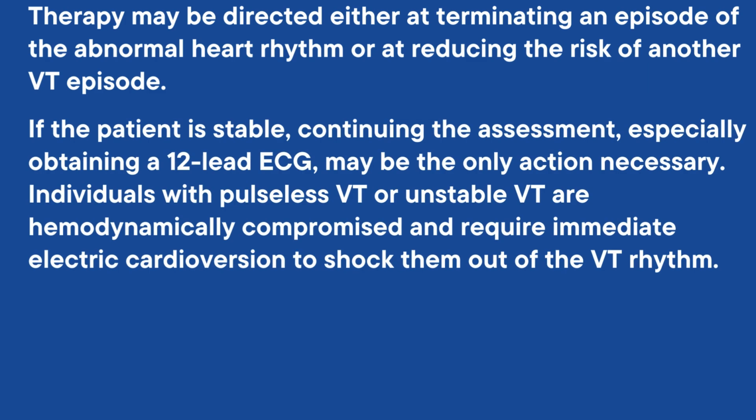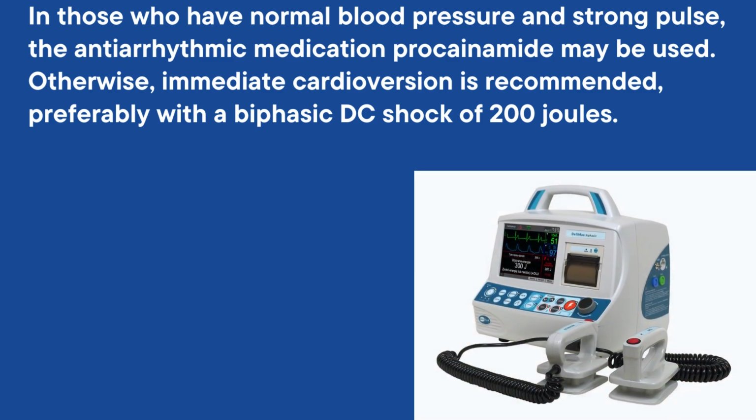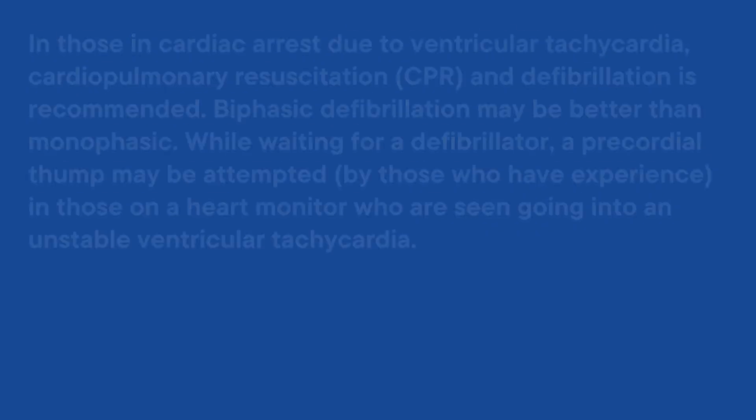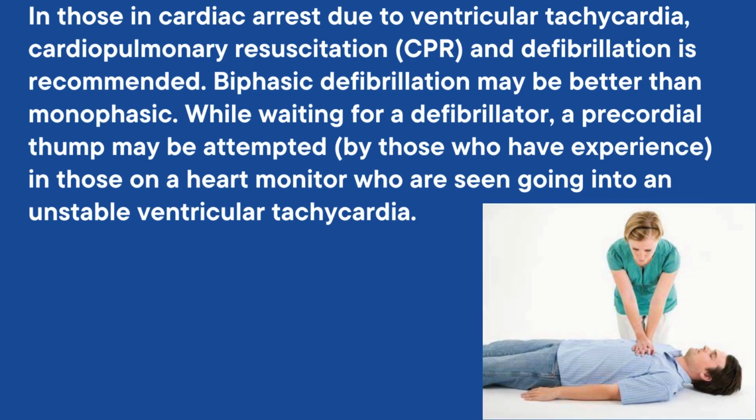Individuals with pulseless VT or unstable VT are hemodynamically compromised and require immediate electric cardioversion to shock them out of the VT rhythm. In those who have normal blood pressure and a strong pulse, the antiarrhythmic medication procainamide may be used. Otherwise, immediate cardioversion is recommended, preferably with a biphasic DC shock of 200 joules. In those in cardiac arrest due to ventricular tachycardia, cardiopulmonary resuscitation and defibrillation are recommended.